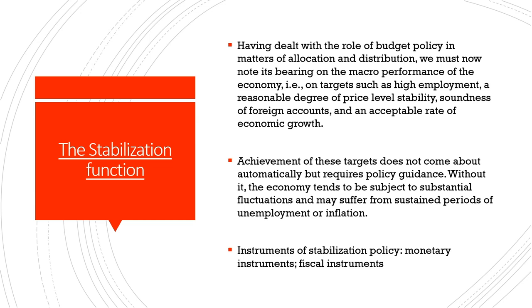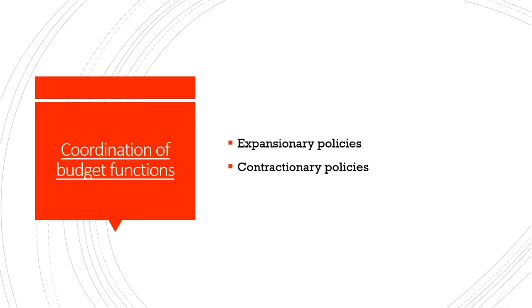And therefore, we have instruments of stabilization policy, which are mostly monetary instruments or fiscal instruments. As I have mentioned earlier, monetary instruments could be simply rates of interest within the economy, and fiscal instruments fall largely within the broad canopy of tax and expenditure policies. Now, so far what we have seen is that there is a public sector, and there is an importance of public sector intervention when it comes to social goods and services.